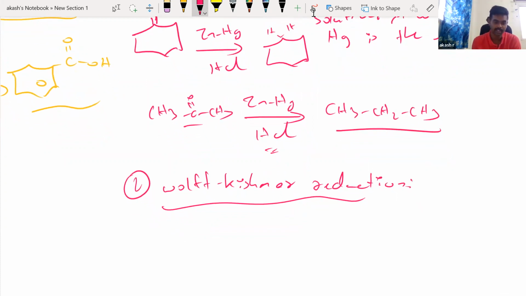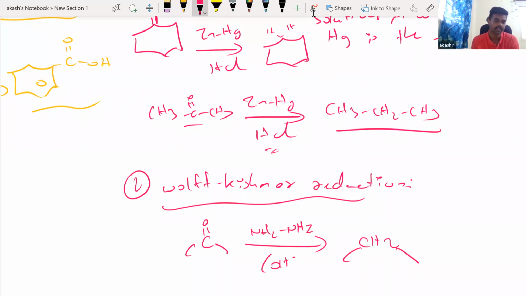So in Wolff-Kishner reduction, we do the same thing, that is, C double bond O to CH2, no doubt about it. But look at the reducing agent: NH2NH2 in the presence of a base, OH minus. People, this NH2NH2 has a name and we have already seen it. What is the name of the compound?